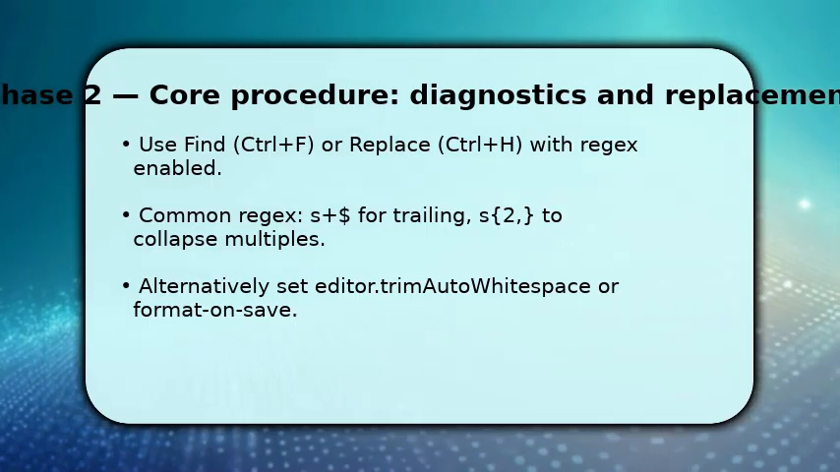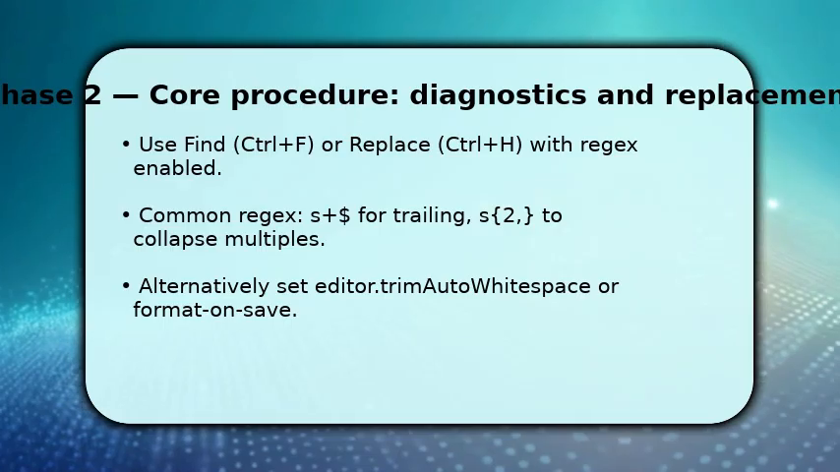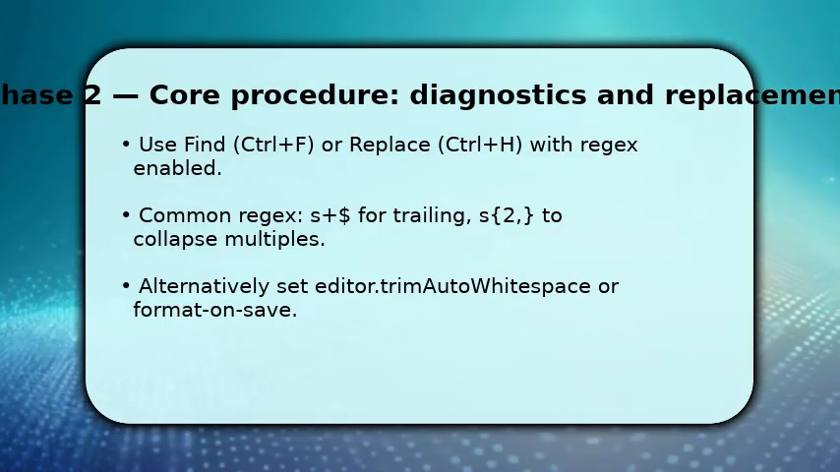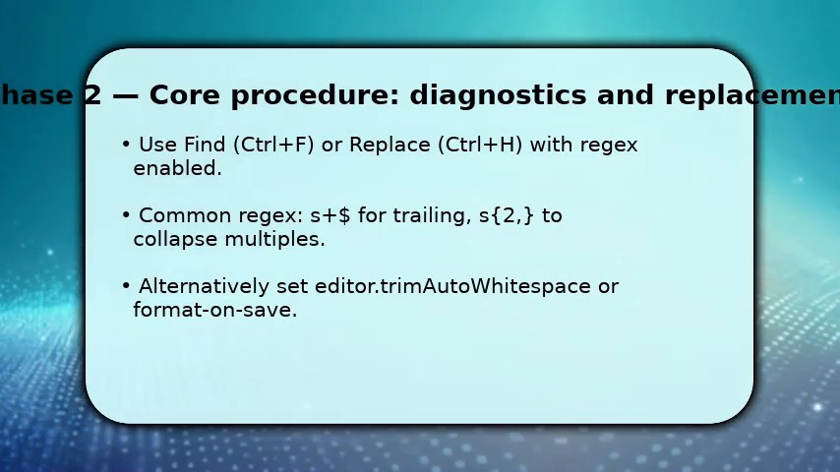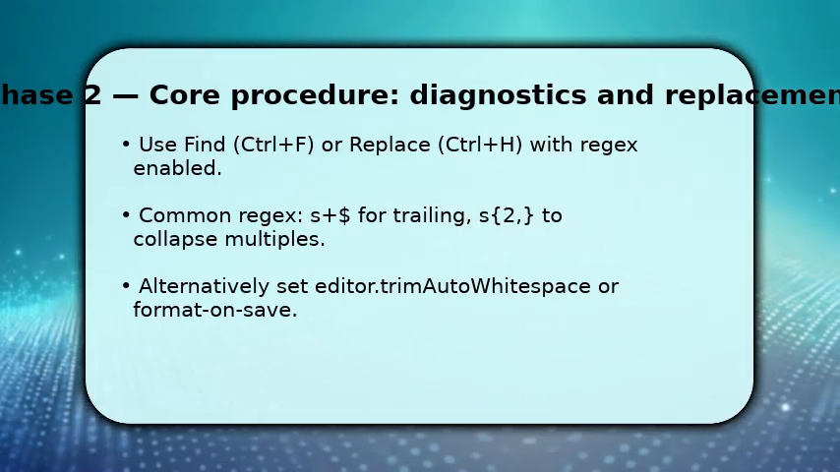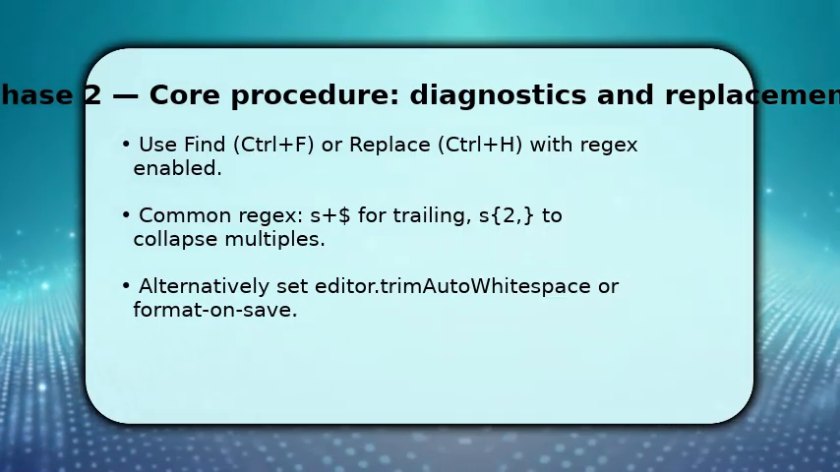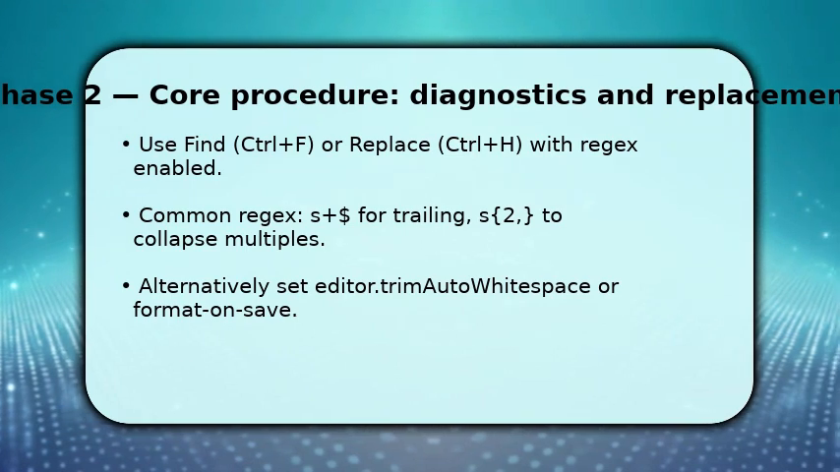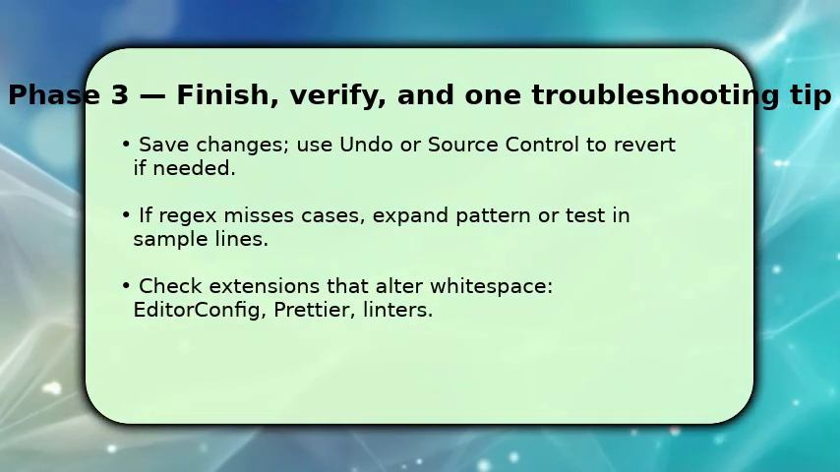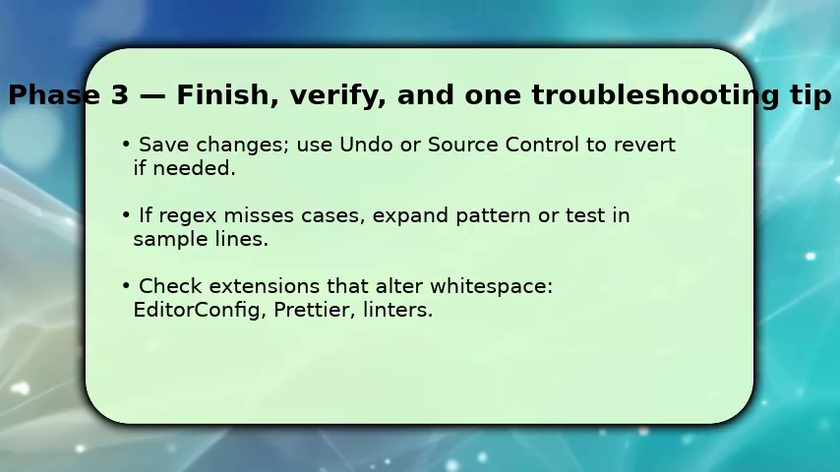If you prefer automatic handling, set Editor.TrimAutoWhitespace to True or enable Format on Save and configure your formatter to collapse or remove spaces. Make sure to check language-specific settings so behavior matches your project conventions. Finish by saving and scanning a representative section to confirm correctness.